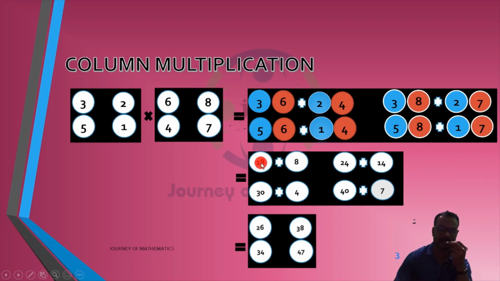3 into 6 is 18, 2 into 4, 8. Next, 3 into 8, 24, 2 into 7, 14, 5 into 6, 30, 1 into 4, 4, 5 into 8, 40, 1 into 7, 7. Overall, if you simplify, you will get the multiplication of these two matrices as this much.